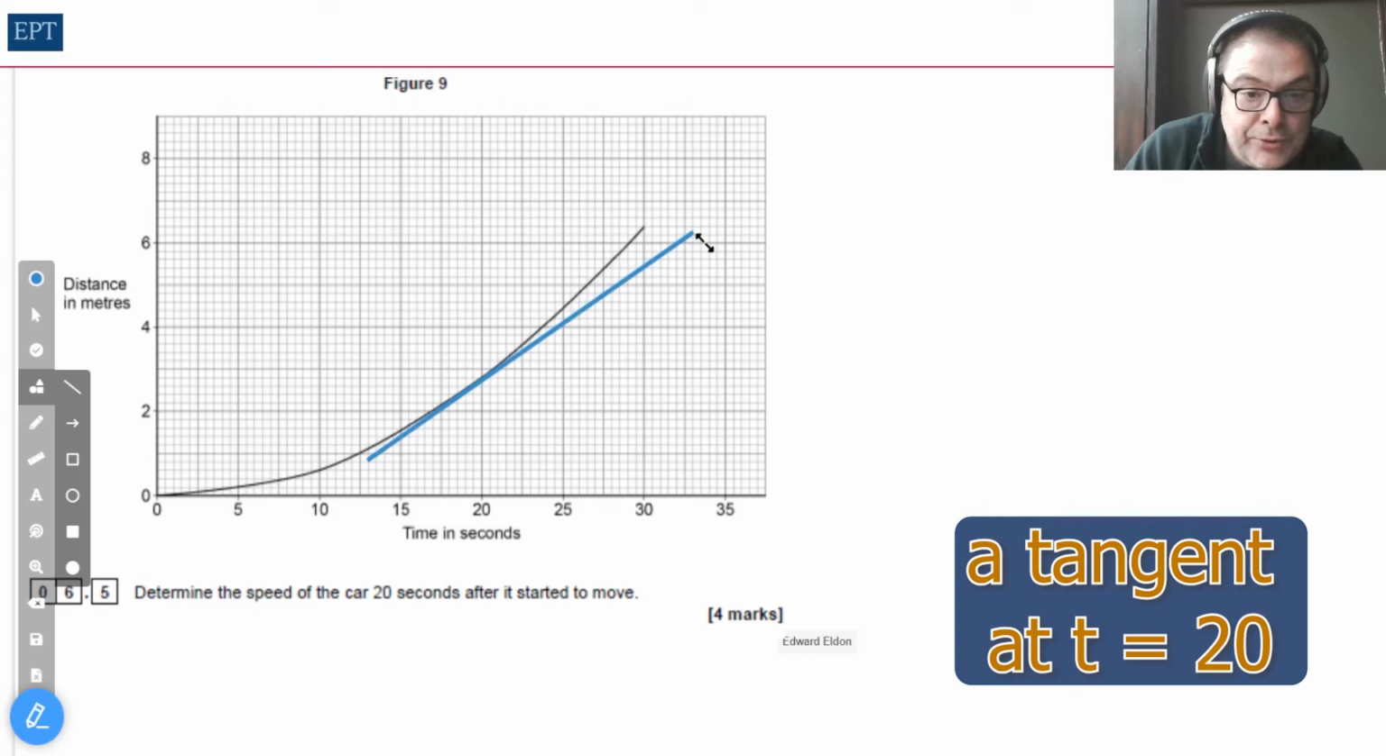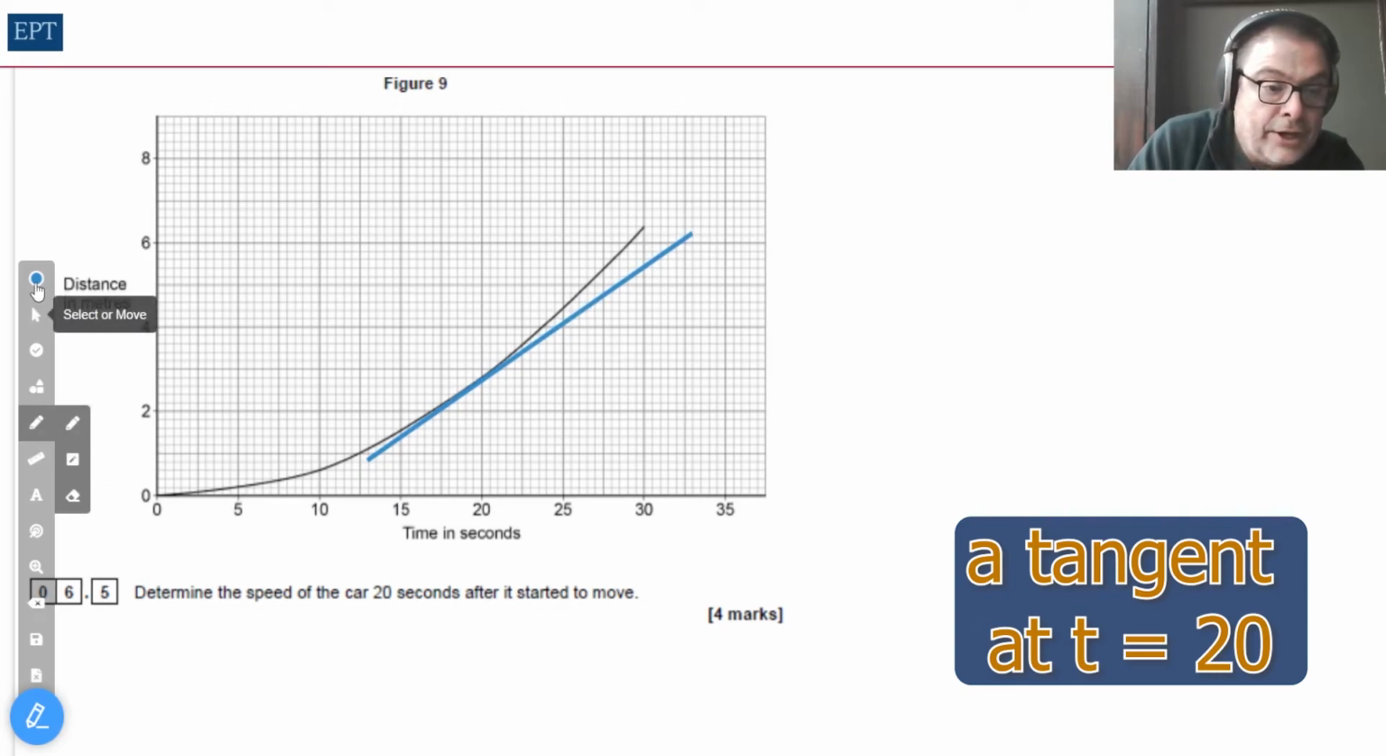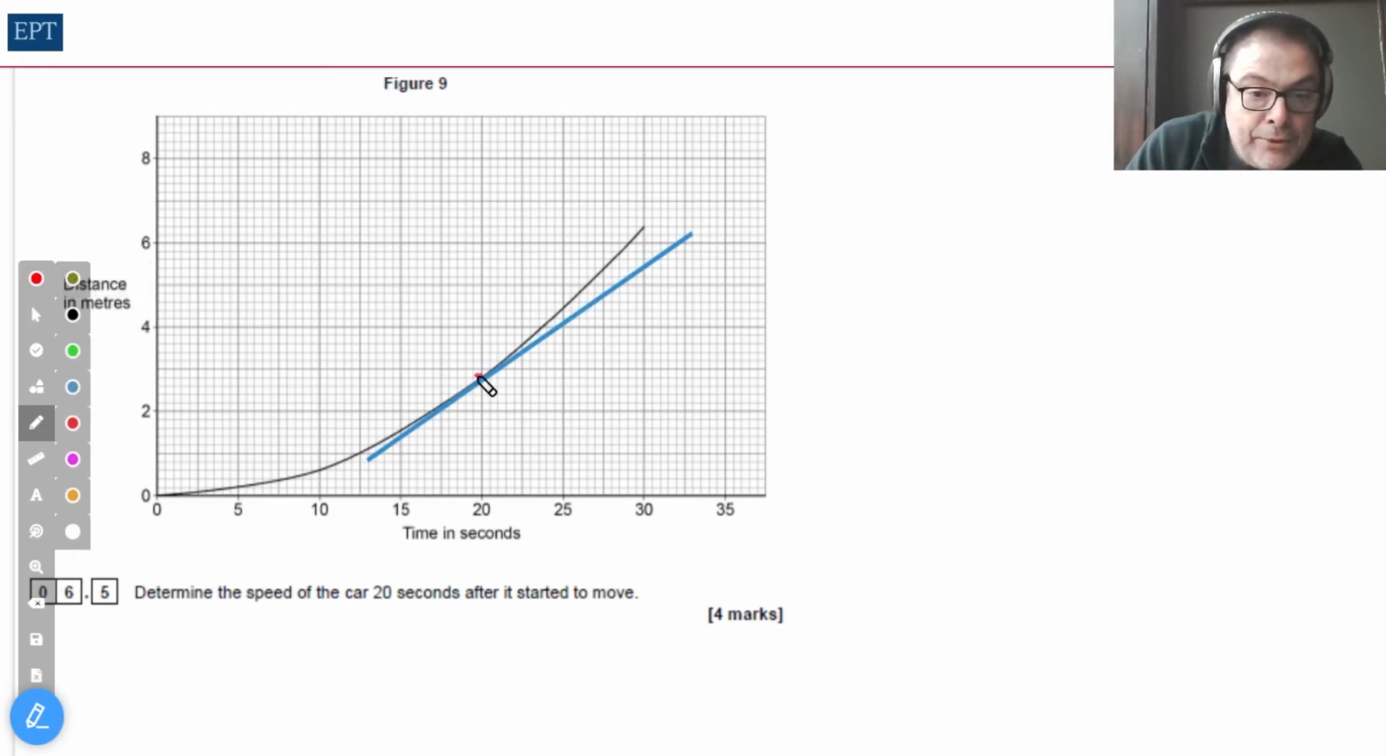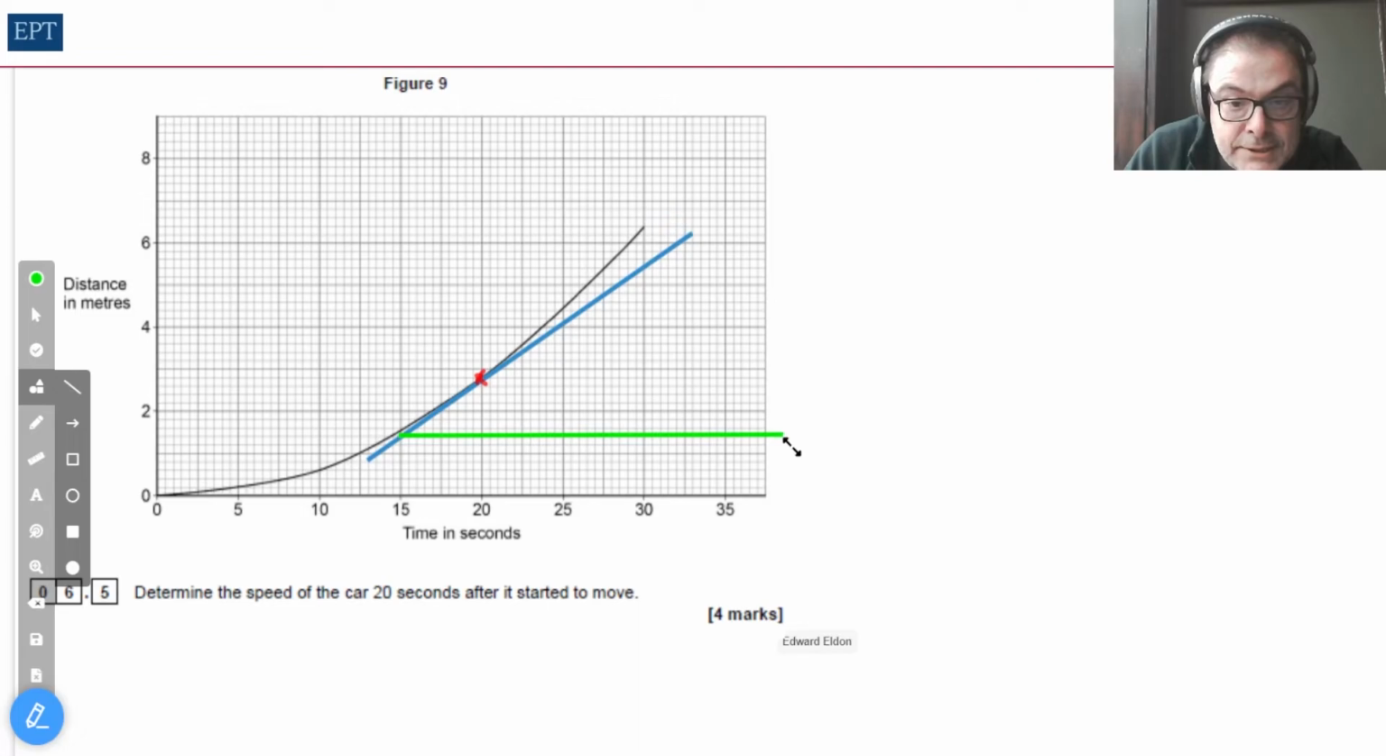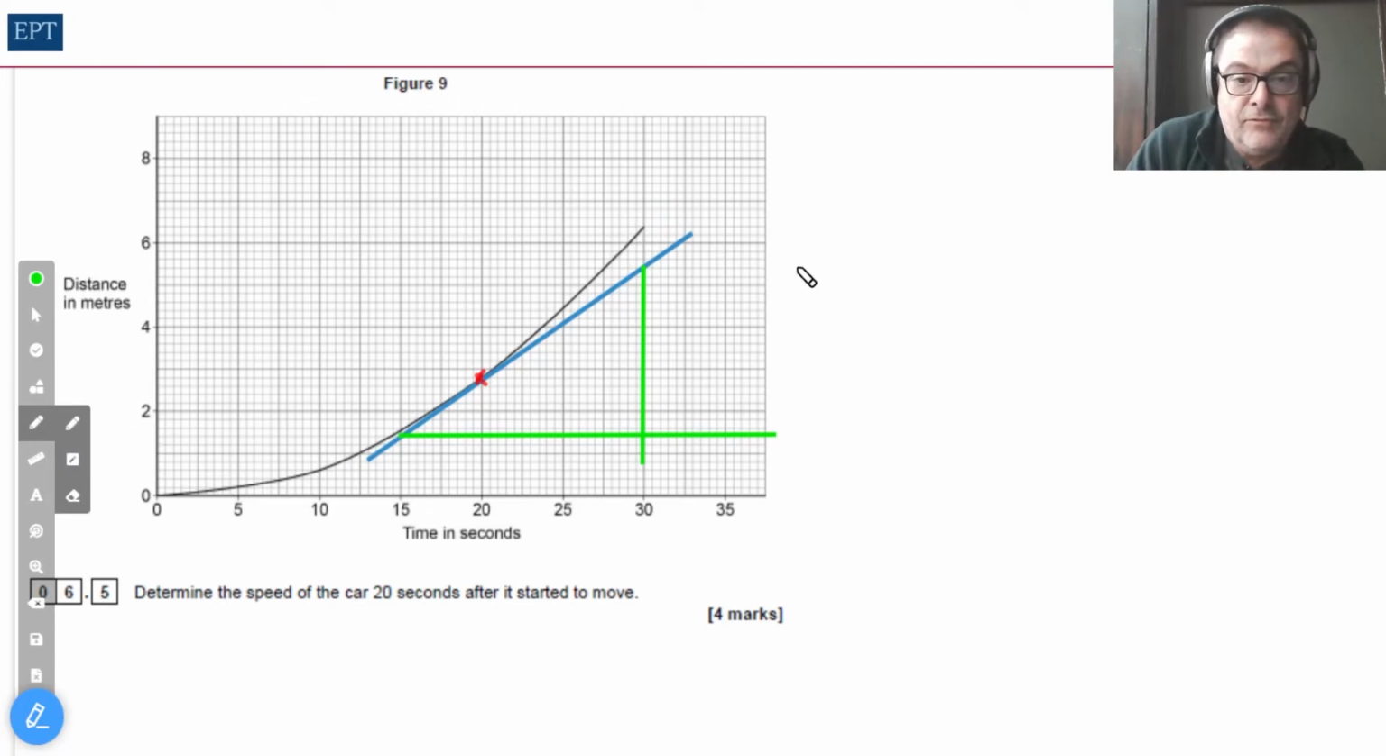So you need to put on some kind of triangle that crosses over at the point 20. Now you'll appreciate it's really hard to do this accurately online. Either way, I'm going to have a go. So you need to create a triangle. Let's go across like this, say to there, and then we'll go up from there. And then the velocity v, or the speed, is going to be the change in the y-axis over the change in the x-axis. Some of you might know that as run and rise.